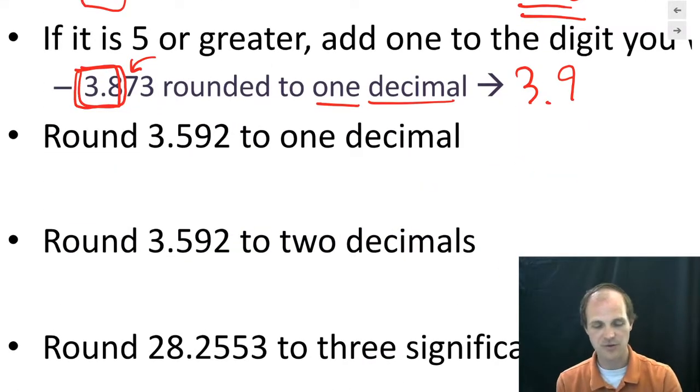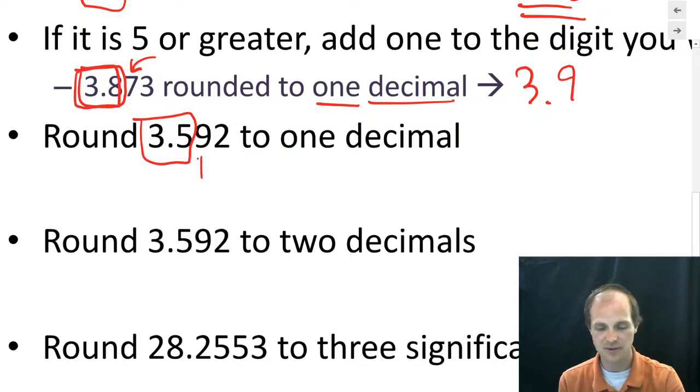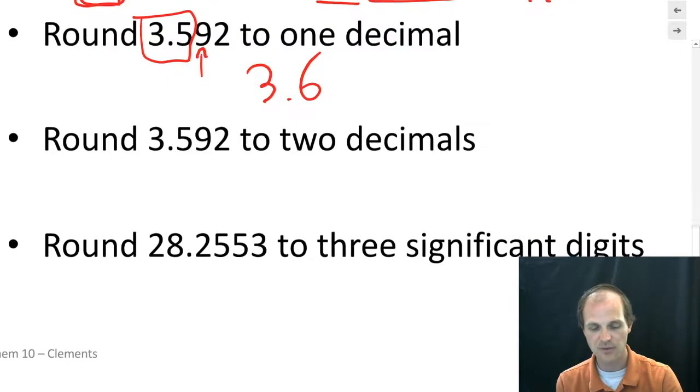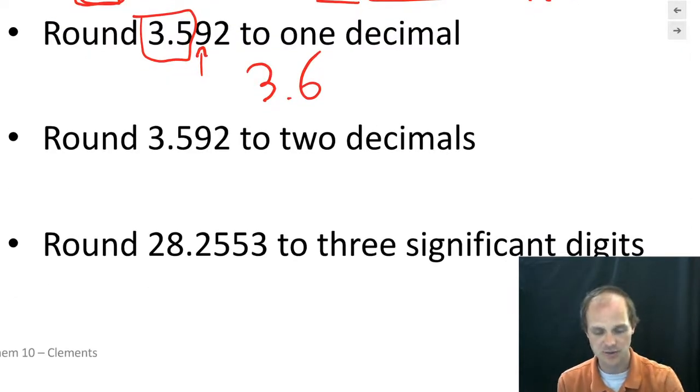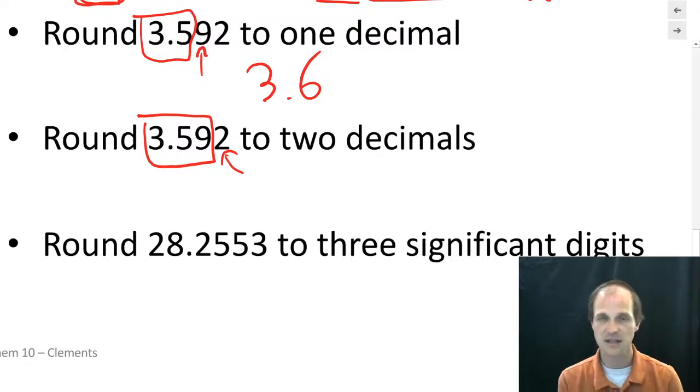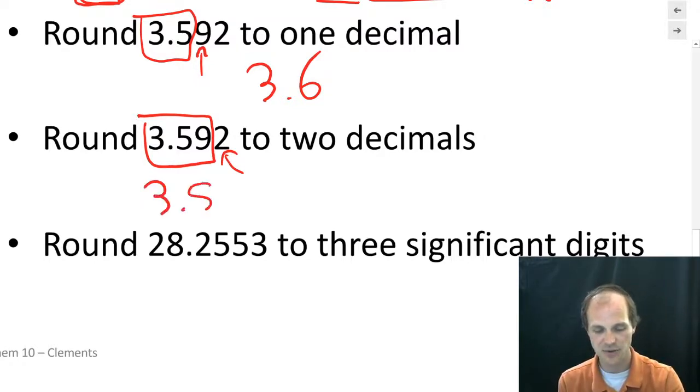Rounding 3.592 to 1 decimal is like that. I look at my next number, which is a 9, which means I'm going to round my 3.5 up to 3.6. Rounding 3.592 to 2 decimals: draw a box around what I want to keep, the 2 decimals. I look at my next number. It's less than 5, which means I'm going to keep my number as is and just get 3.59.